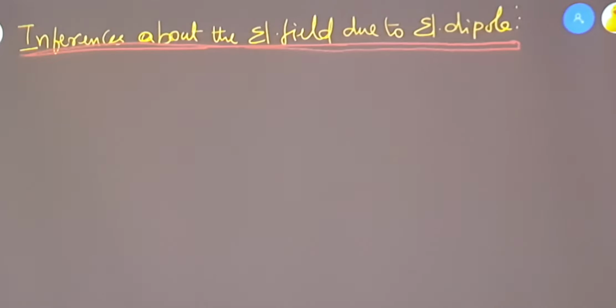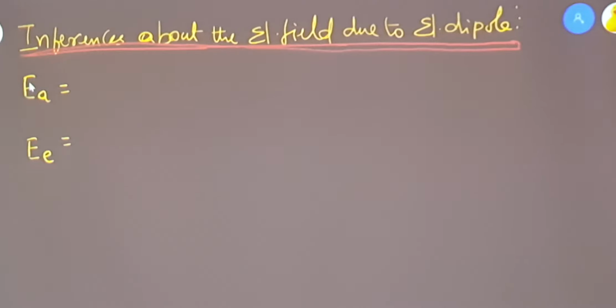So today we are going to study about the inferences about the electrical field due to an electrical dipole. In our last class, in the previous two videos, we have calculated the electrical field at a point along the axial line and the electrical field at a point along the equatorial line. I think you should be remembering that.